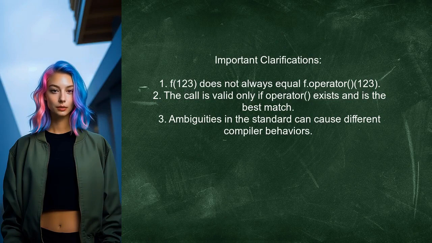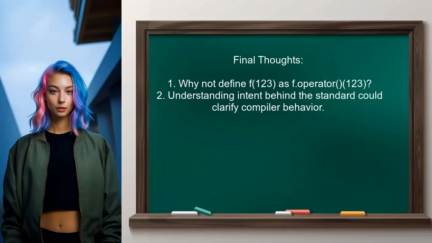The definition in C++14 specifies that the call is interpreted as f.operator() only if it exists and is the best match. This leads to inconsistencies across compilers, as the standard's wording can be ambiguous. Finally, the user questions why the standard doesn't simply state that f(1, 2, 3) means f.operator()(1, 2, 3), suggesting that understanding the intent behind the wording could clarify which compiler behavior aligns with that intent.